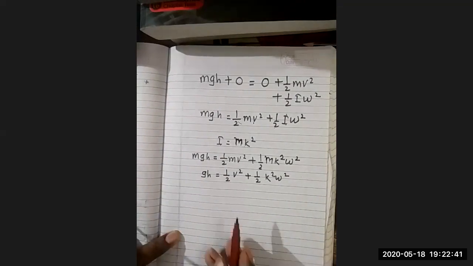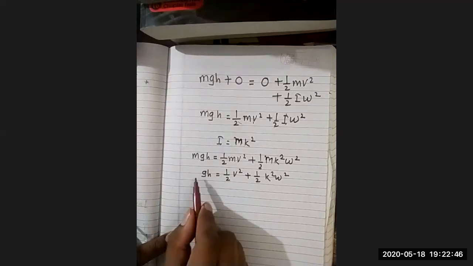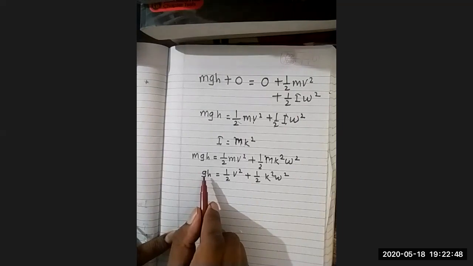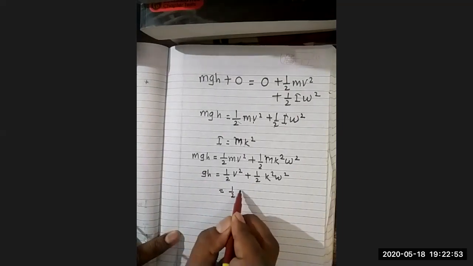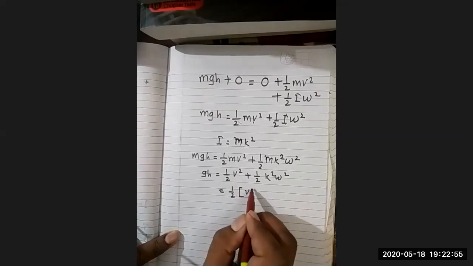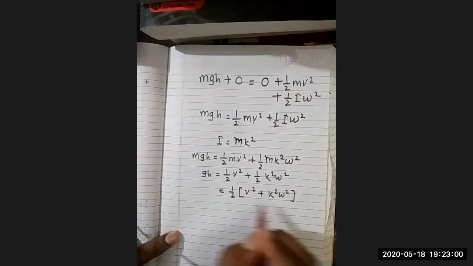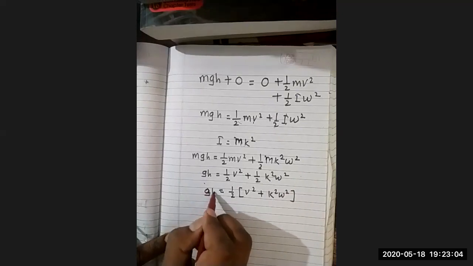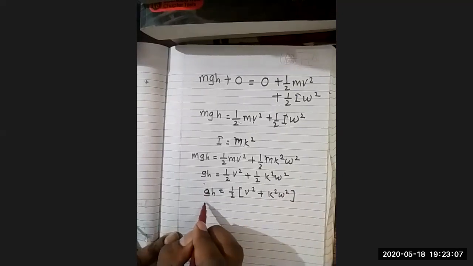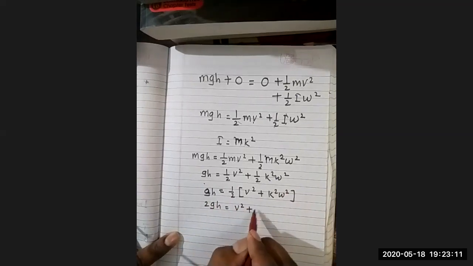So we can take 1/2 common. What will remain in the bracket? v² plus k² omega squared, right? Take the 2 to this side, that will become twice gh, so this gh stays as it is. Taking 2 to this side, it becomes 2gh, which is equal to v² plus k² omega squared, right?